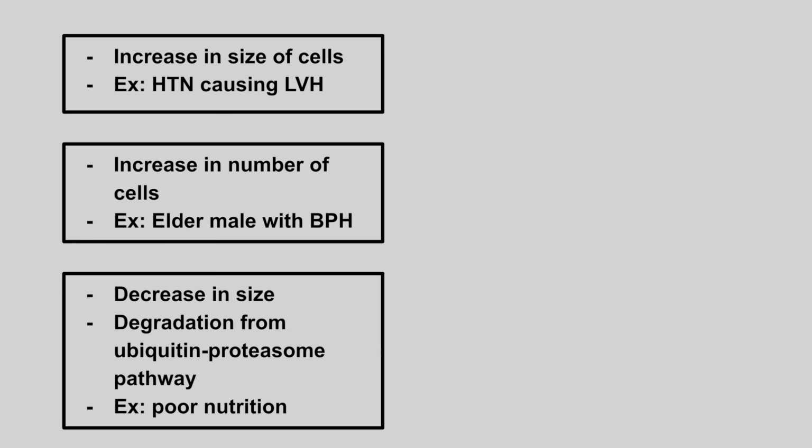Okay, so first we're going to be talking about some important pathology concepts. So the first one is what we call an increase in the size of cells. For example, hypertension causing left ventricular hypertrophy. So this is hypertrophy. Next, we have an increase in the number of cells, for example, an elder male with BPH.